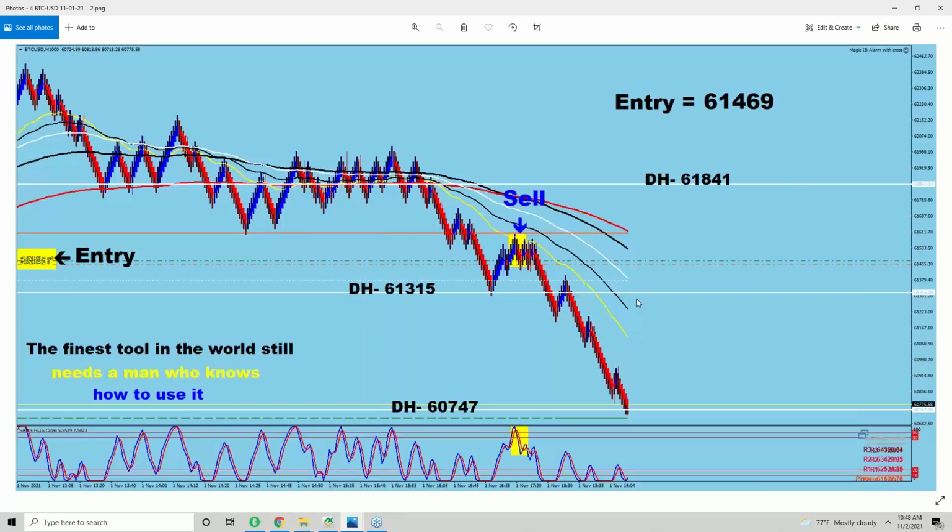It's moving very well with this Magic IB system. I mean, Bitcoin, and I'm having fun.